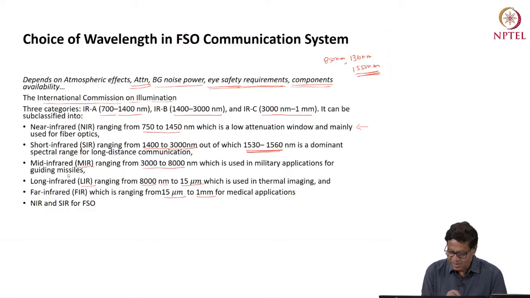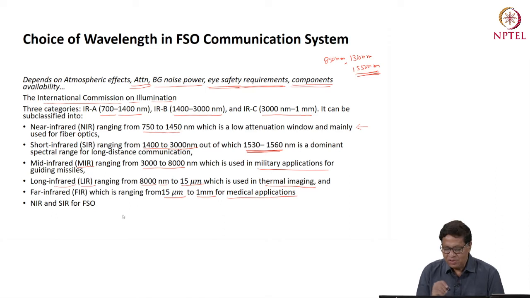So this is a wavelength of choice for optical fiber communication, which comes under the subcategory of short infrared. And then you have mid-infrared, 3000 to 8000. Generally, they are used in military applications. So it's a dedicated use in military applications. Long infrared is used in thermal imaging. And far infrared is again used for some medical applications.